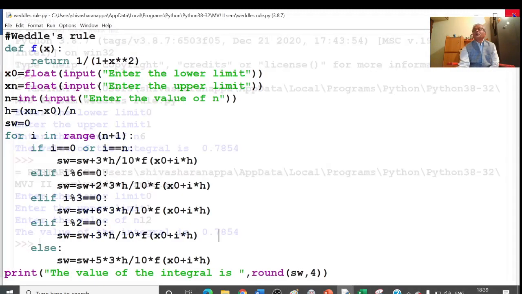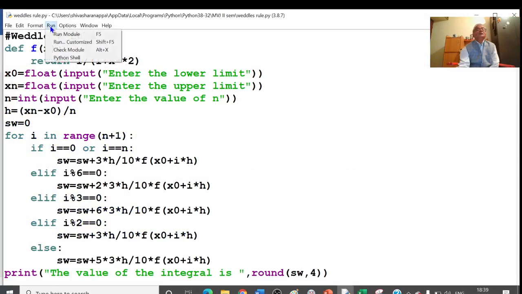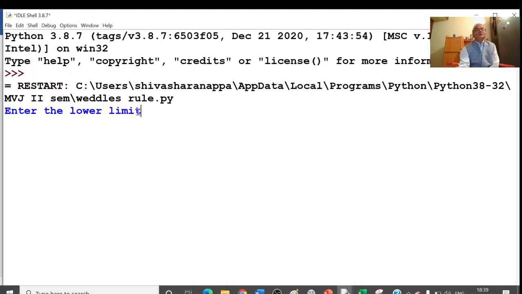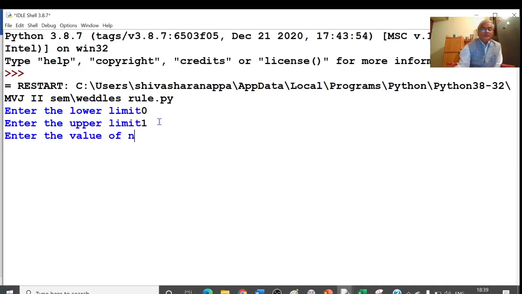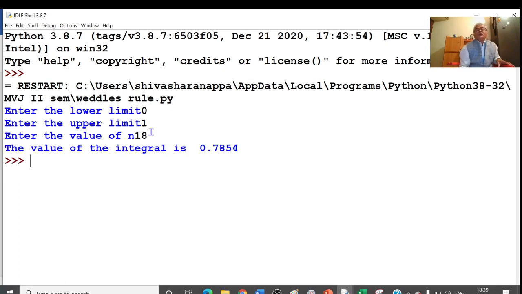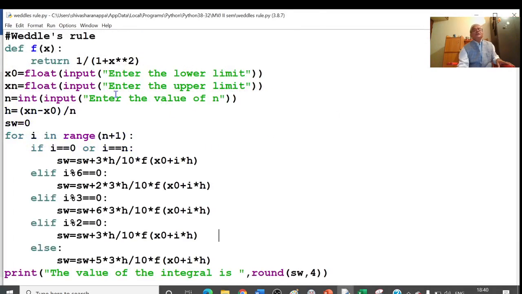Once again, if I run this program, enter the lower limit 0, upper limit is 1, subdivision I will enter as 18, which is divisible by 6, 0.7854. Okay, this is how we can write the program for Weddle's rule. And the function can be changed. Suppose the function is x by 1 plus x square, then we just have to change it here. If the limits are the same, then we just have to change the function.